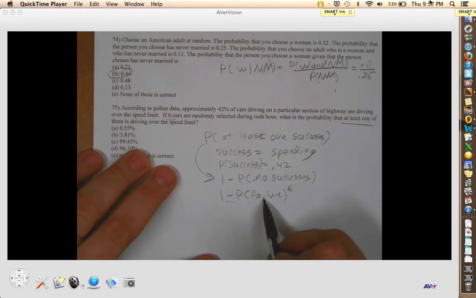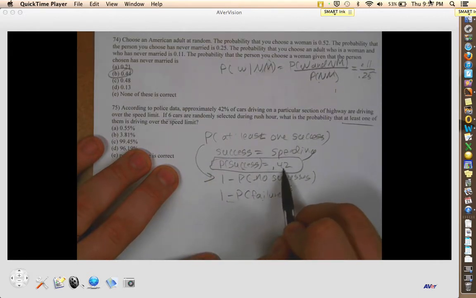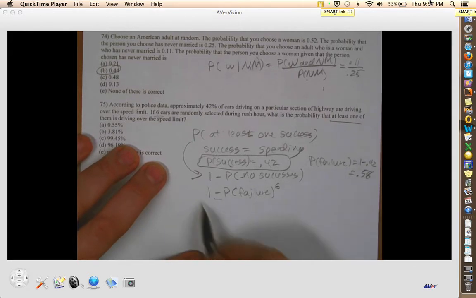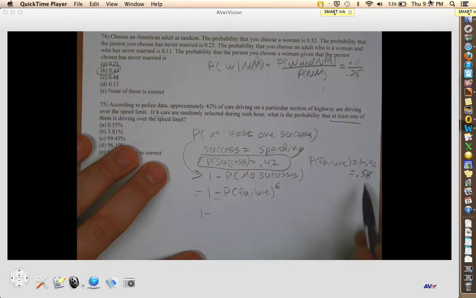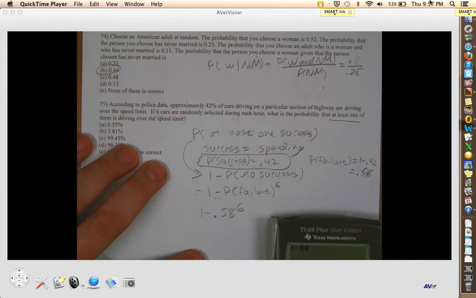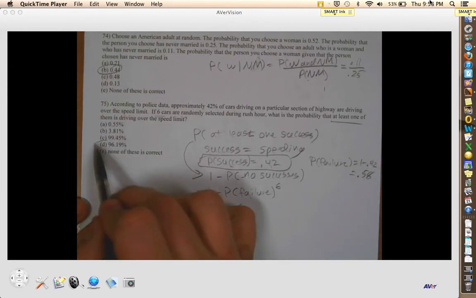Well, the probability of failure we don't have, but we can find it. It's based directly on this. If the probability of success is 0.42, then the probability of failure is 1 minus 0.42, which is 0.58. So now we're back to this. We want 1 minus the probability of failure to the 6th, and we're home free. 0.9619, which is choice D.